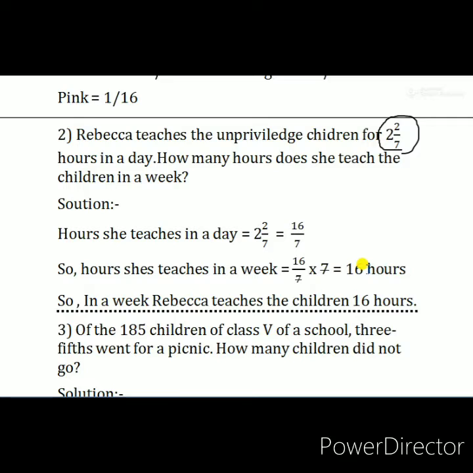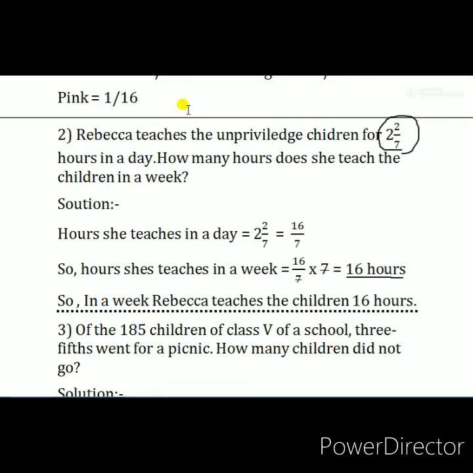So what are we getting? Both the 7s are cancelling. Lastly we will get 16 hours she will teach the children in a week. So Rebecca will teach the children 16 hours in a week. This is the answer for our question.